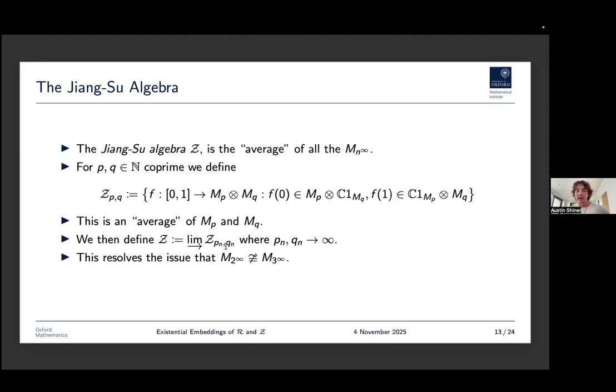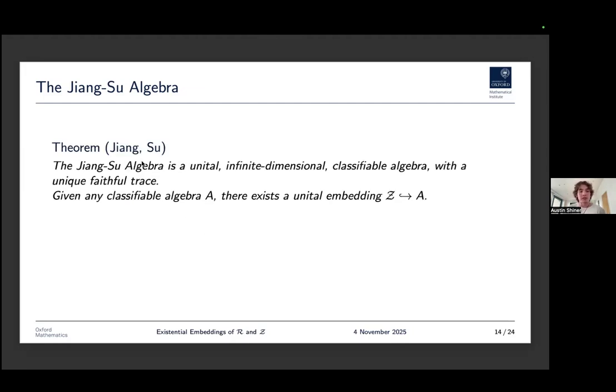Again, this resolves the issue that these aren't isomorphic because we're just averaging over all of the coprime numbers. So this theorem right here tells us all of the nice properties of Z, or a lot of them. The Jiang-Su algebra is a unital, infinite dimensional, classifiable, in particular amenable, algebra with a unique faithful trace. And we have the analog of the property for R that we had, which is that given any classifiable algebra A, we can find a unital embedding of Z into A.